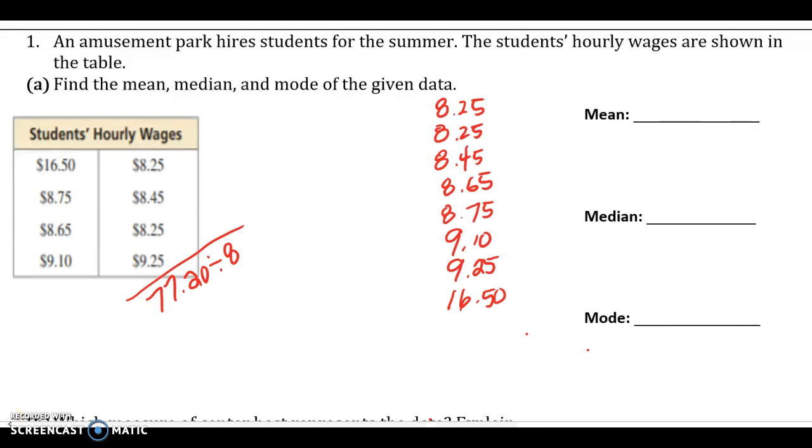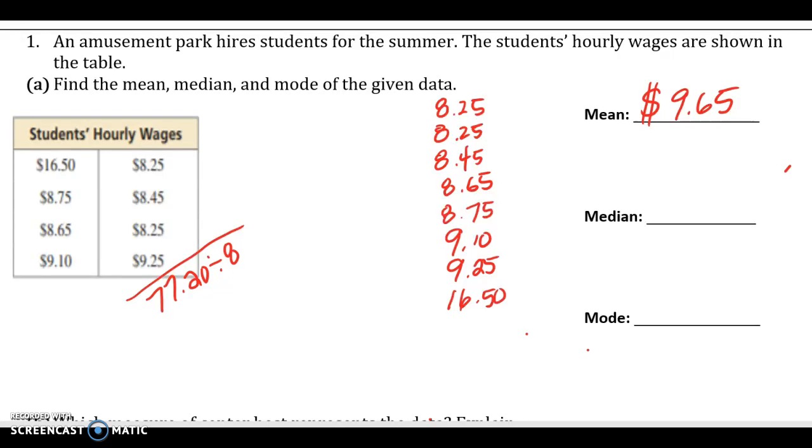In this set of data, we're looking at students' hourly wages for those working at an amusement park. I've already taken the time to put all of these in my graphing calculator. I've shown you right here that I ended up with a total of $77.20. If you divide by 8, you get the mean for this set of data, which is $9.65. Please feel free to pause and add those and double check my work on your own. It's also a good idea to sometimes add them more than once, just in case you enter anything wrong into your calculator.